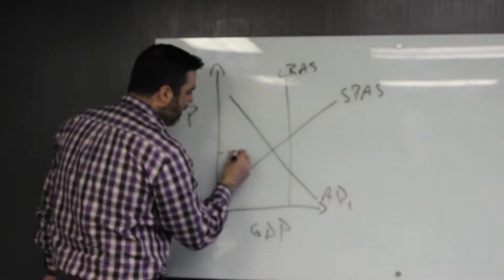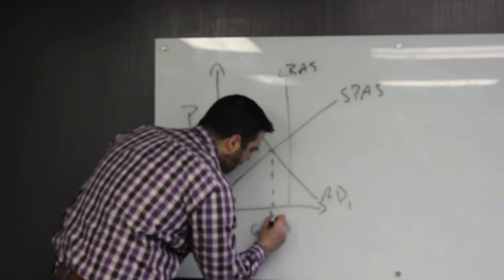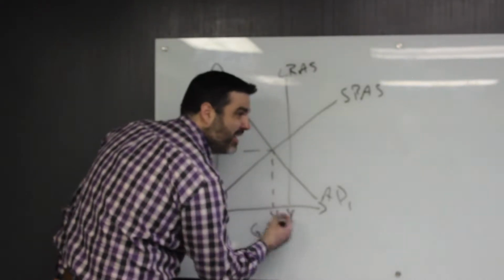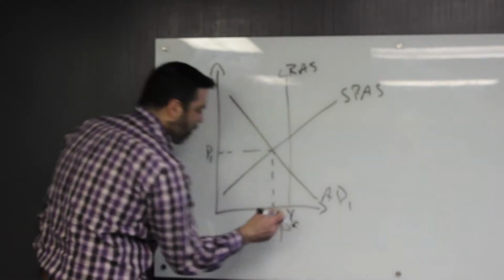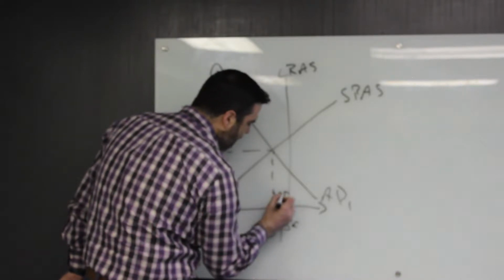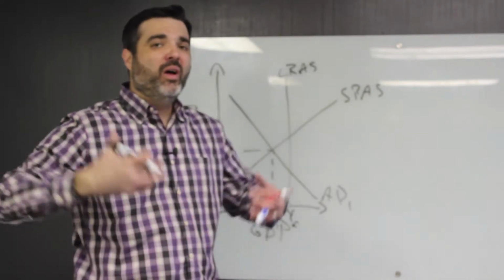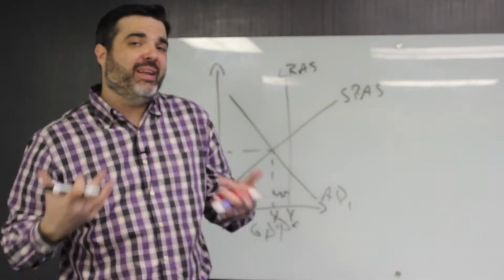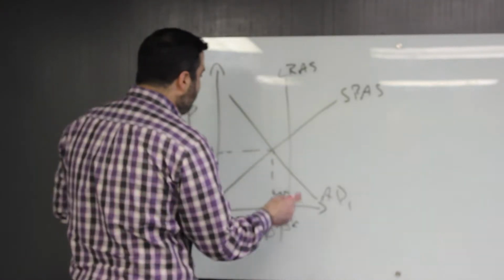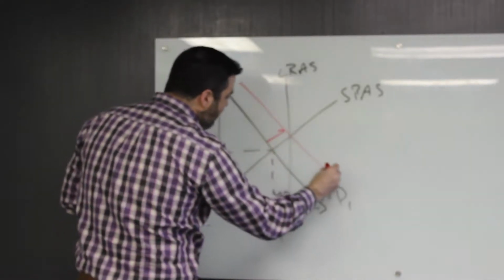So what would be happening? We would have our P1 and we would have our Y1. And here would be our Y, let's just call it F for full employment. So we would be operating in a recession. We would be operating below optimal, right? We would be below natural employment, natural output. We would be operating in a recession. And what would we want to do? We would be wanting to shift aggregate demand up to there, right?